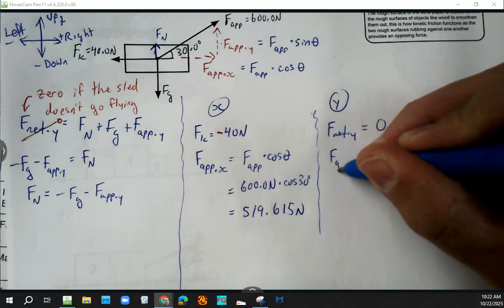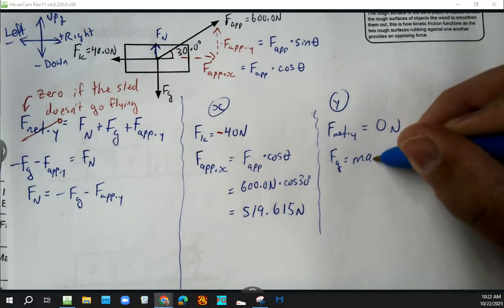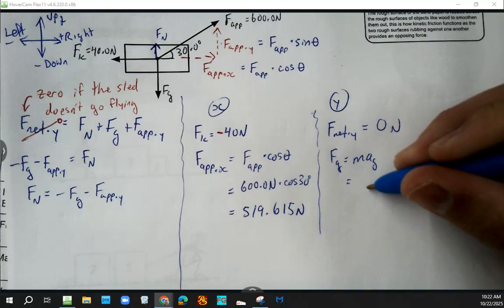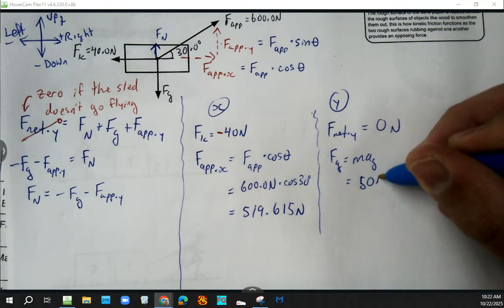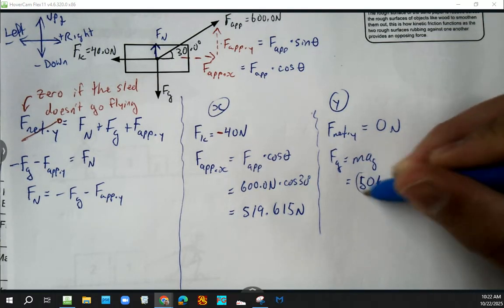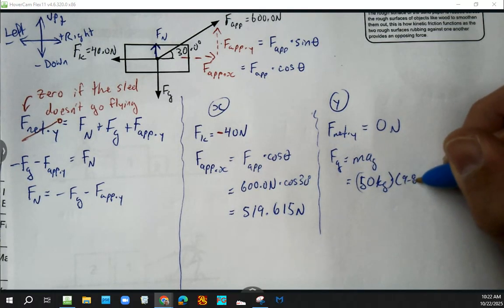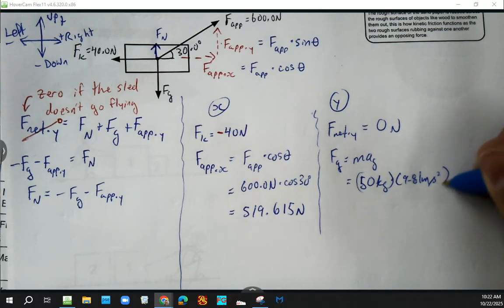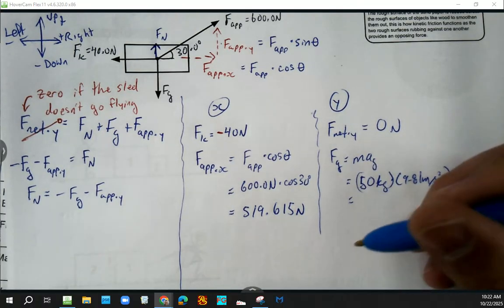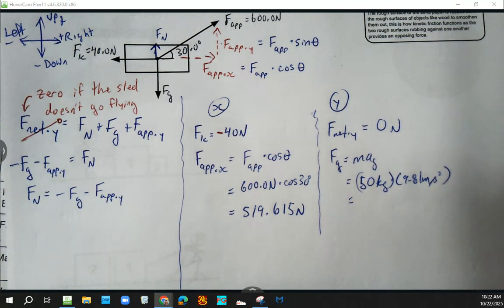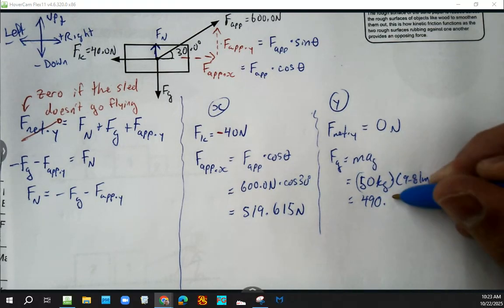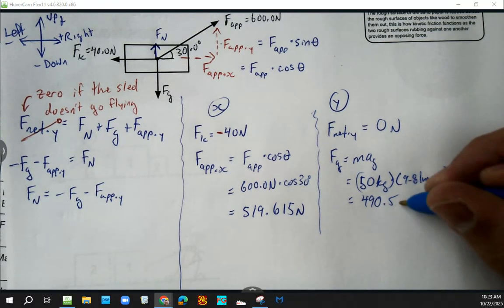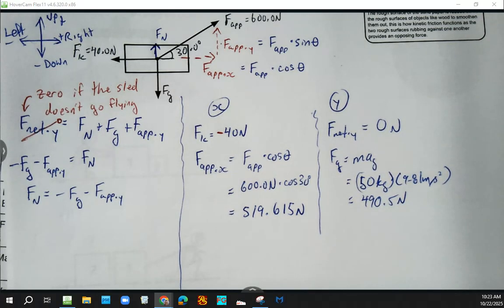Because we've got Fg equals mass times acceleration due to gravity, which would be our 10 kilograms. No, not 10 kilograms, 50 kilograms times 9.81 meters per second squared. And that would give us 400 and, no, that's not right. 50 times 9.81? Oh, yeah, 490.5. 490.5 newtons. That would be our force due to gravity.